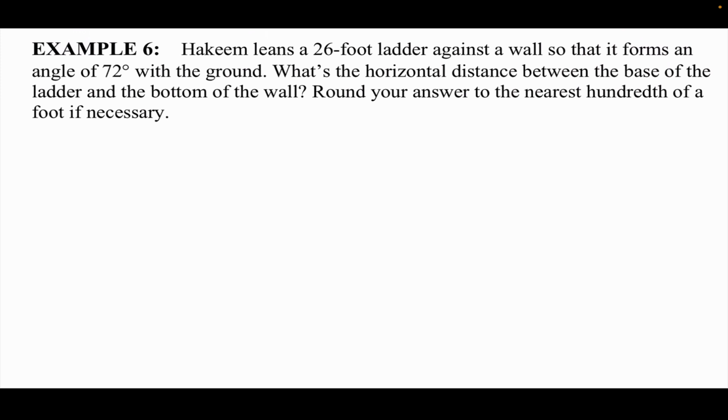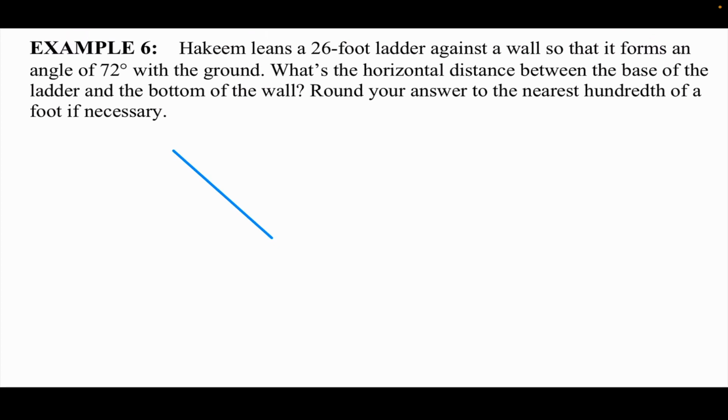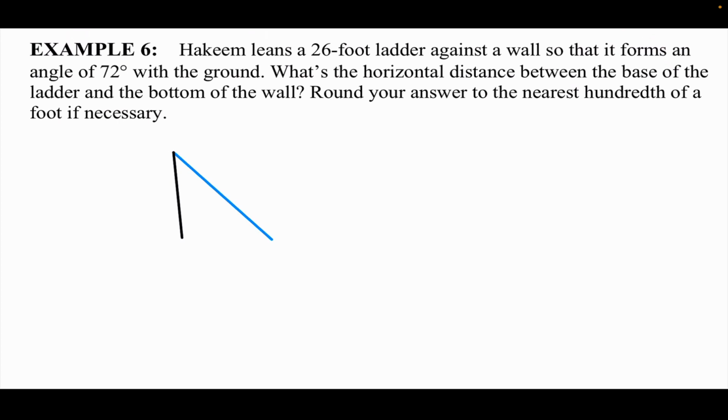So I'm going to draw. Ladders always lean up against something. What do they lean up against? Walls and the ground. So here's the wall. Here's the ground. Where wall meets ground is 90 degrees. It's not really a 90-degree angle. Draw this again.